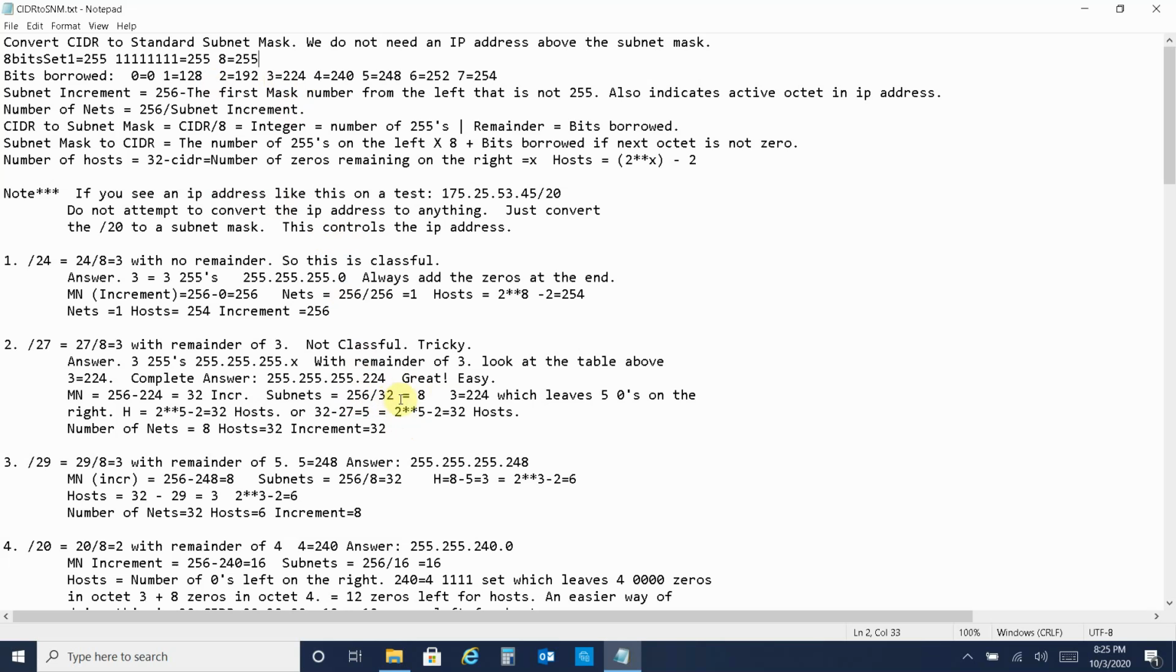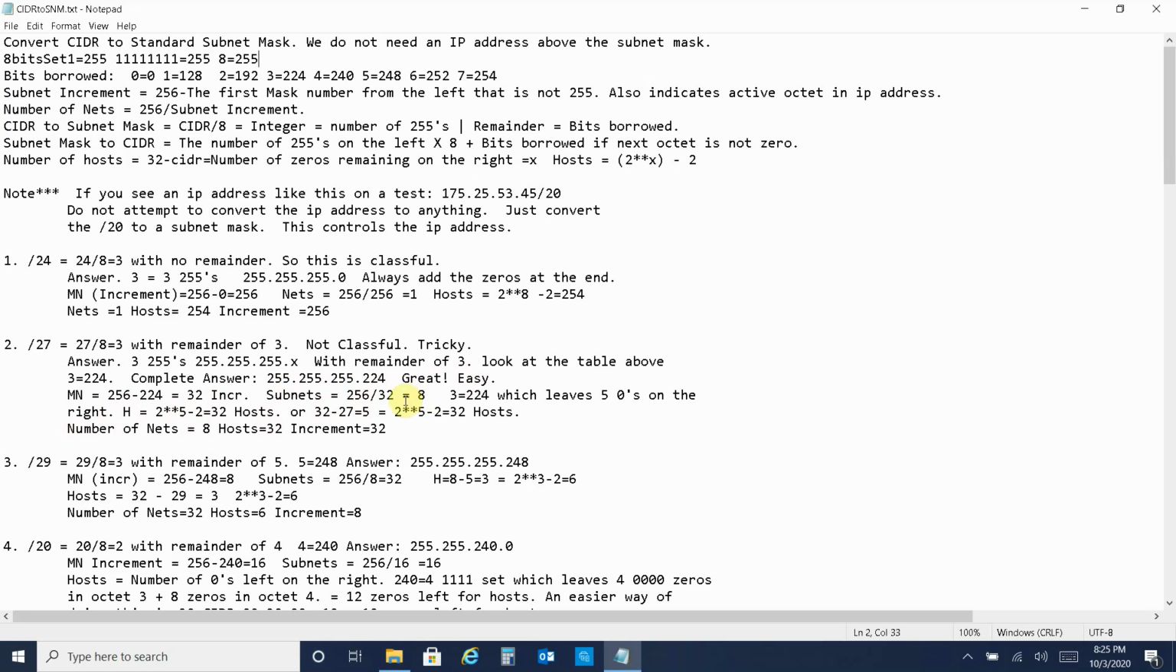So if you look at that as 27, then if all these are 32, how many zeros are left? Because what's happening here, it's all ones all the way across until right here, 224, you got 3 ones, and you got 5 zeros left. Okay? This is the way you can just do it in your head. 5 zeros left.